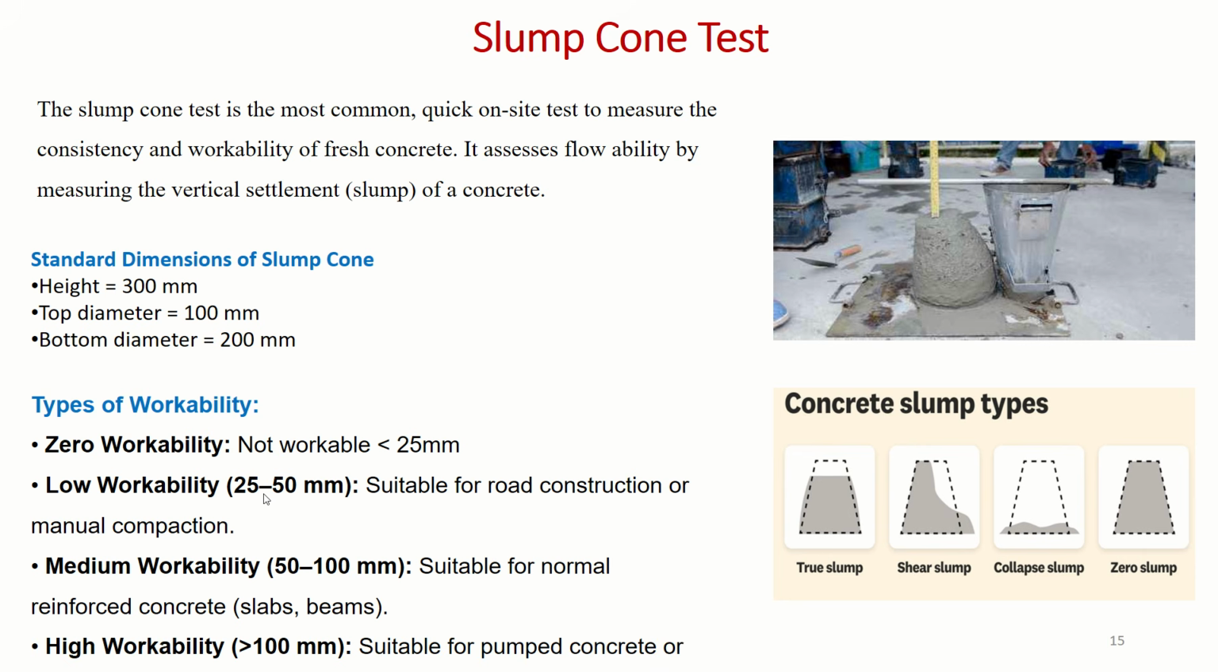At least the concrete should have some slump value, maybe 50 to 100. So according to the slump value, if the slump value is 0 to 25, it is called zero, and we can say it is not workable concrete. For low workability concrete, the slump value ranges between 25 to 50. For medium workability concrete, the slump value ranges between 50 to 100, and for higher workability, it is greater than 100.